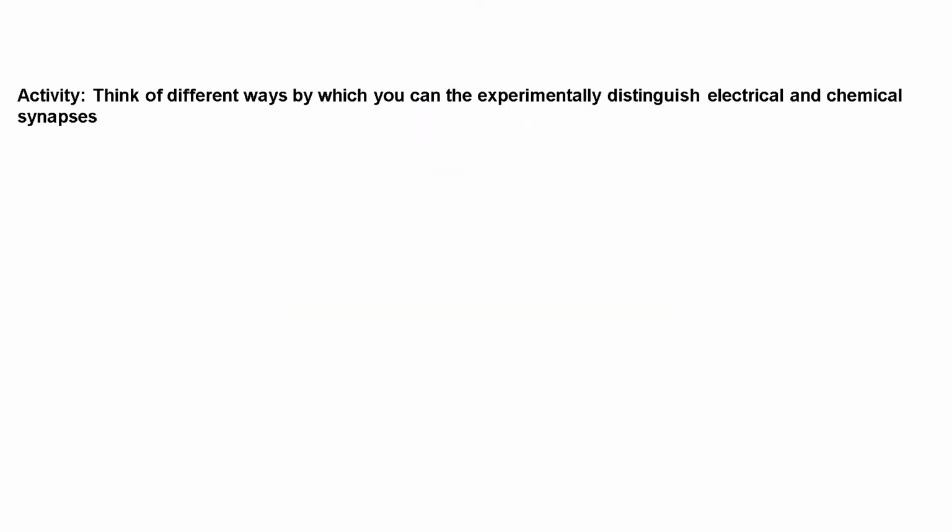For homework, I would like you to think, based on what we have talked about, about the differences between electrical and chemical synapses, and to think of different ways by which you can experimentally distinguish whether the connection between two neurons in the brain is electrical or chemical. You can use different methods, from immunohistochemistry to electrophysiology, whatever you want, but think of the ways you would be able to, if I point you to neurons in the brain, experimentally test whether they're connected through electrical or chemical synapses.